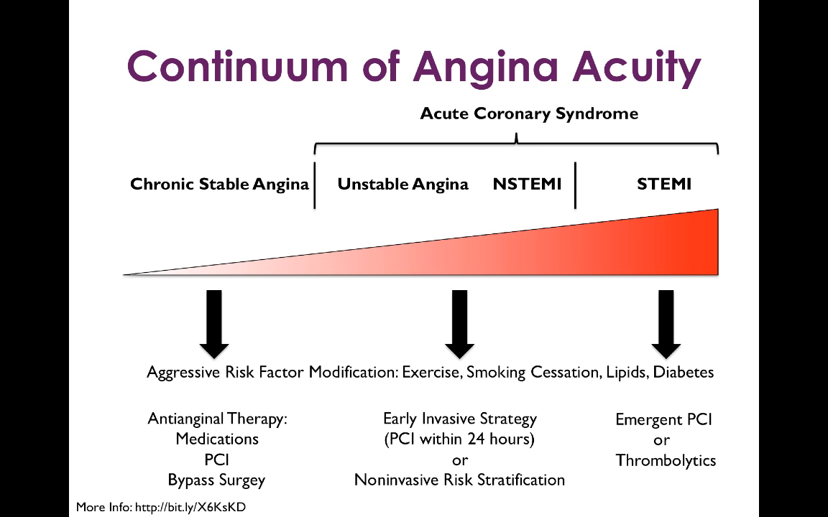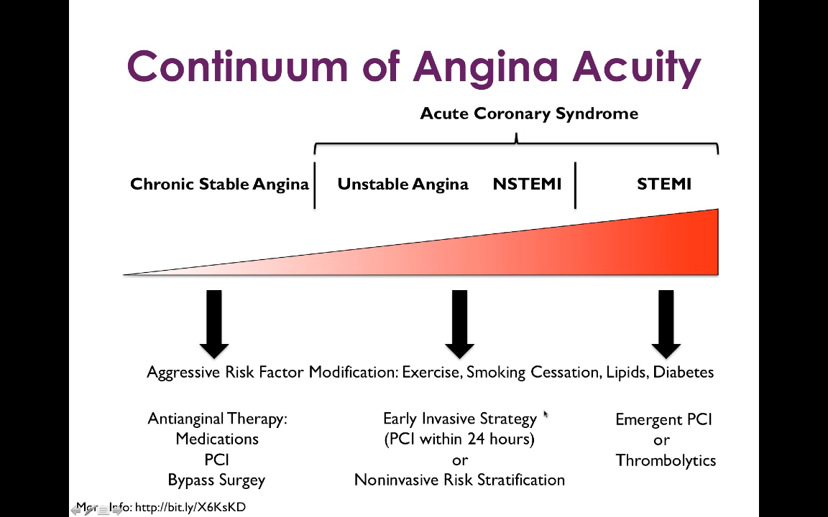Patients who are at lower risk, it may be reasonable to choose non-invasive risk stratification. That means basically, let's say they have no troponin elevation, no EKG changes, minimal pain. You wait until everything goes away, make sure they didn't have a heart attack, and then send them to the stress lab to see how much myocardium is at risk, and then decide whether or not to do an angiogram.